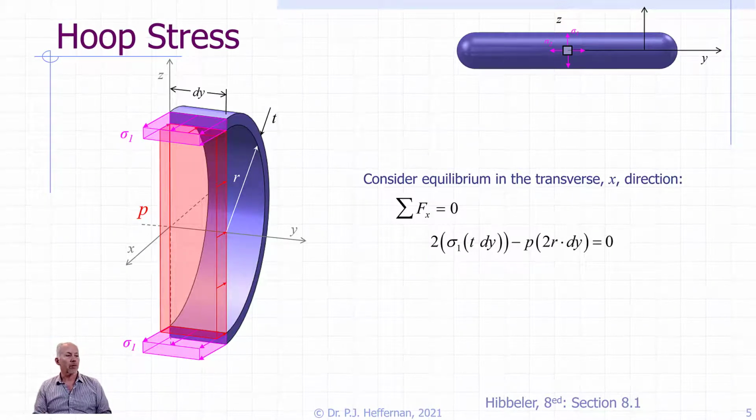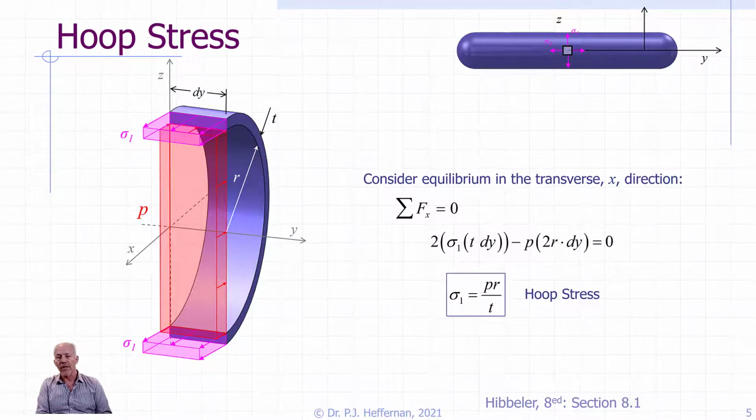And then from that we're going to subtract the pressure pushing in the negative x direction, and so we have our pressure times the area, which is the diameter, or 2 times the radius, multiplied by the width dy, is the area over which the pressure is acting. And we set it equal to 0, and then we rearrange it, and we figure out that our hoop stress, sigma 1, is equal to our pressure times the radius, all divided by our thickness of the cylinder. And that gives us an equation for the hoop stress.